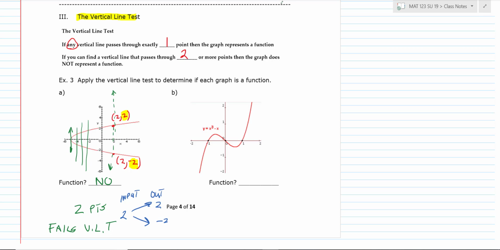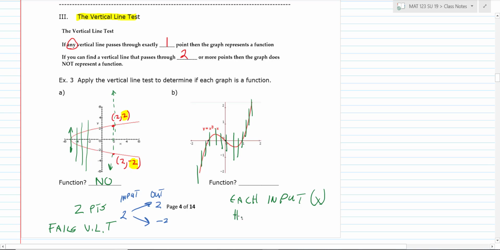So now the next one, what we'll do on this is just start drawing vertical lines. Okay, that goes through 1 point, 1 point, 1 point. It looks like every vertical line that I draw, no matter where I draw it, is only going to go through 1 point. So what this is saying is each input, which would be an x value, has exactly one output, which is a y value. And that's what that does. So that one would be a function. That's a yes.